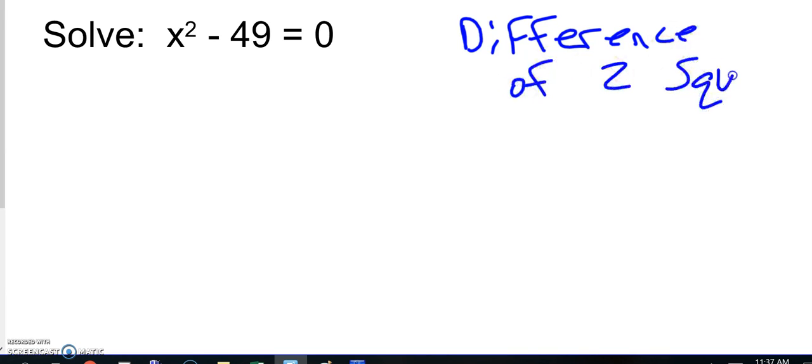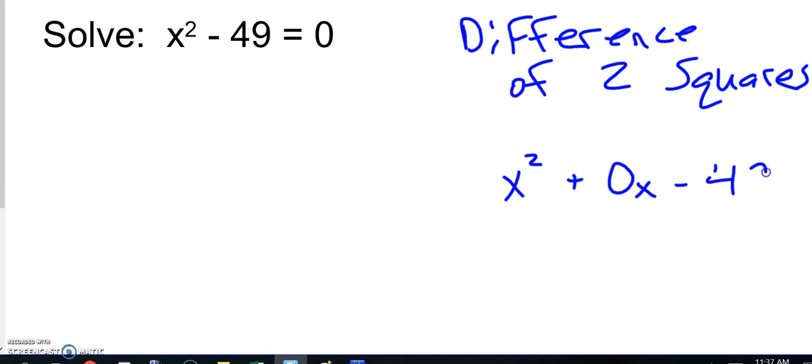All right, and basically how you can think of this is there's no middle term. It is x squared plus 0 times x minus 49. And we can play that game again. Since a is 1, that makes this a lot easier, so we can pretty much ignore it.